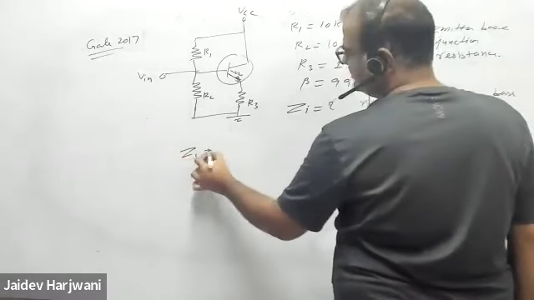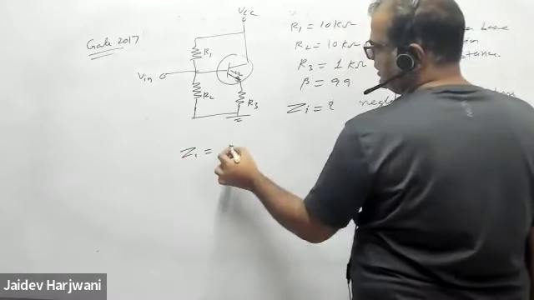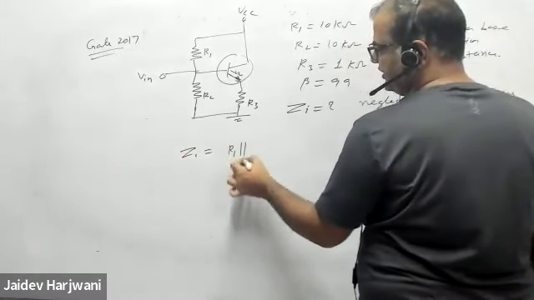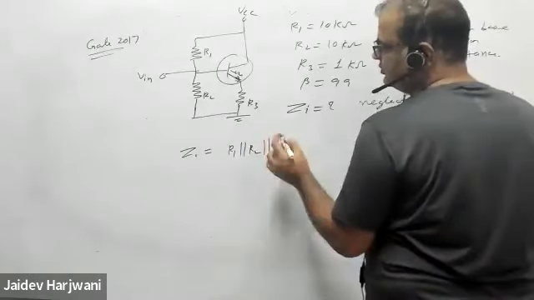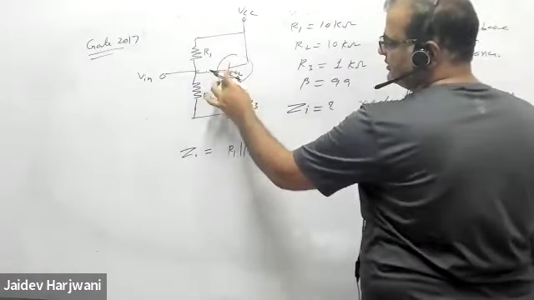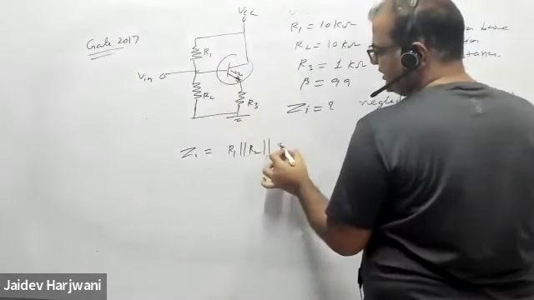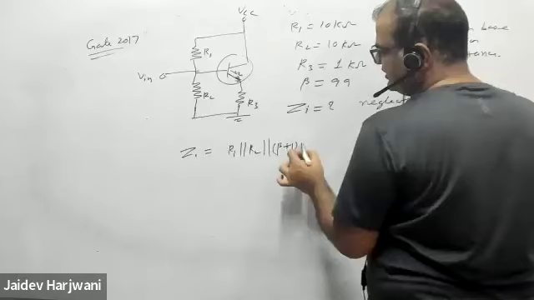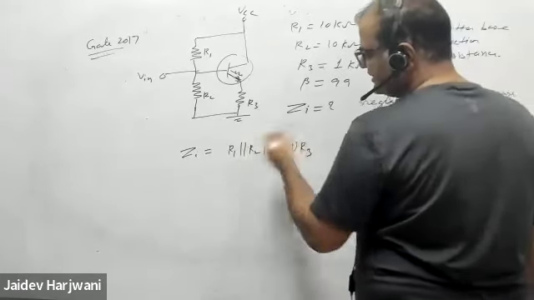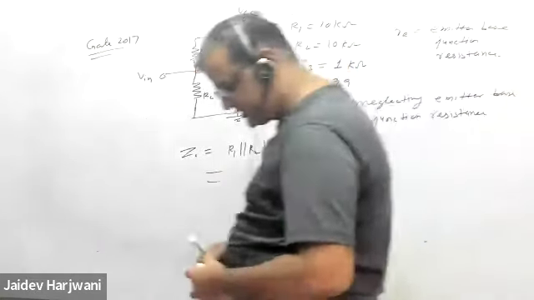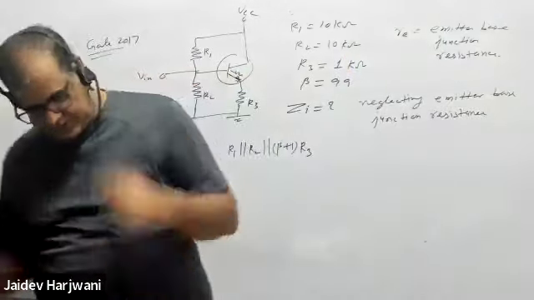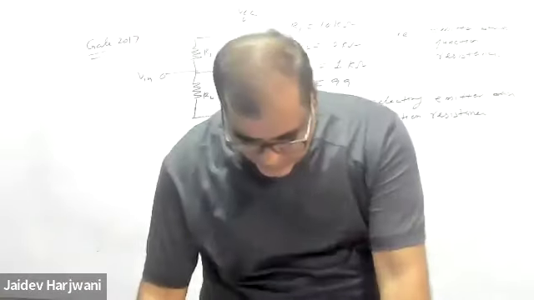And now the formula of ZI will be what? R1 parallel to R2 parallel to this, you neglect. Only here beta R3, or exactly beta plus 1 R3. Generally we write beta R3, but exactly it is beta plus 1 R3. Solve this one, this will be your answer. I'll come in 1 minute. Let me see the values.